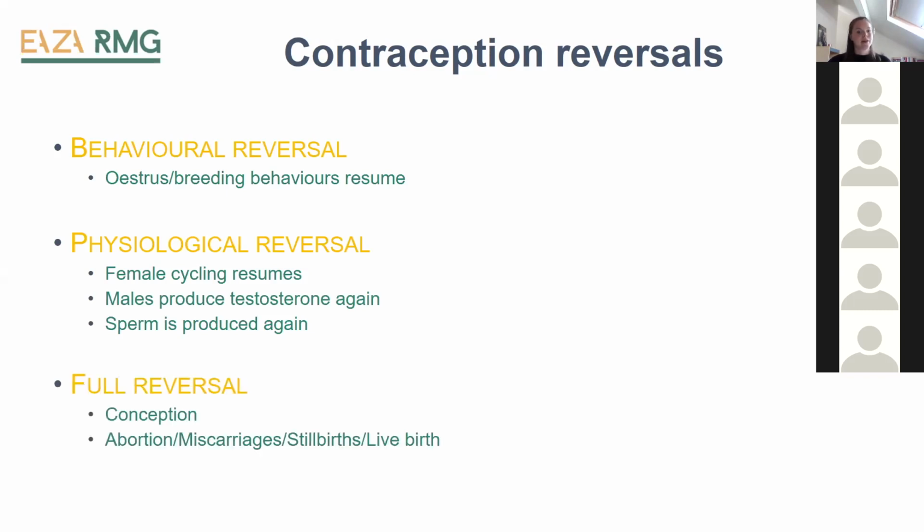And then lastly, we have full reversals. So this is conception. And so we look at all abortions, miscarriages, stillbirths, and live births as full reversals, although we do then go on to classify whether it was a live or a stillbirth with the offspring.